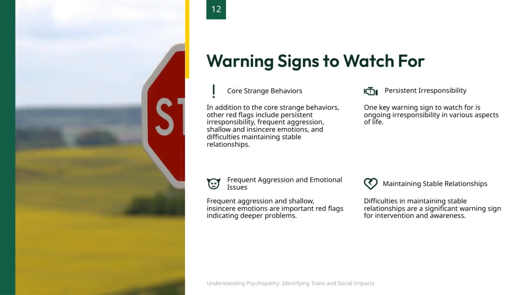When we talk about warning signs to watch for, it's important to look beyond just the core strange behaviors. One major red flag is persistent irresponsibility, which can show up in different areas of a person's life and often signals deeper issues. Another key sign is frequent aggression, combined with emotions that feel shallow or insincere. These could be clues that something serious is going on beneath the surface. Finally, ongoing difficulties in maintaining stable relationships are a critical warning sign. When someone consistently struggles to keep steady relationships, it can highlight the need for intervention and increased awareness. All of these signs together help us recognize when support might be necessary.